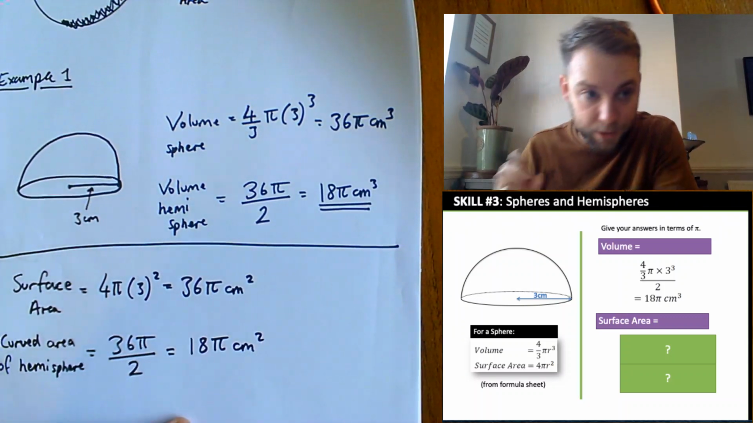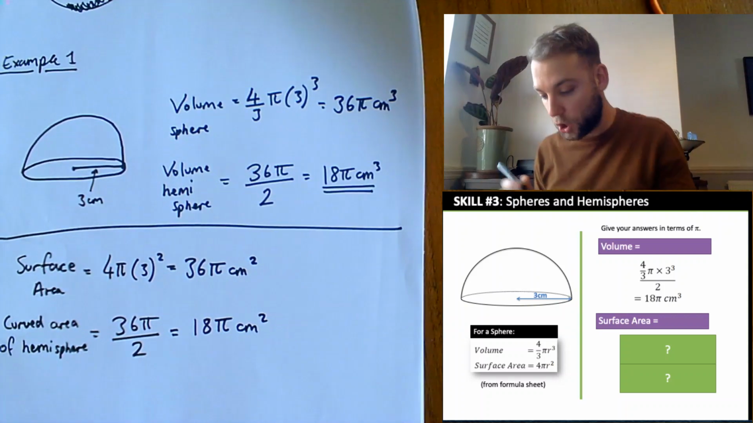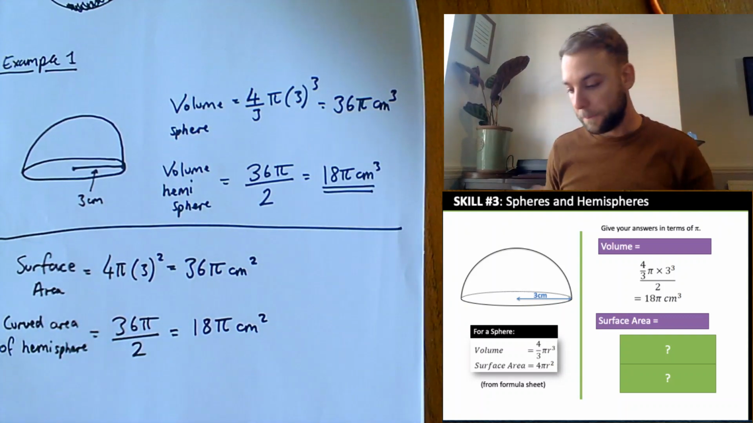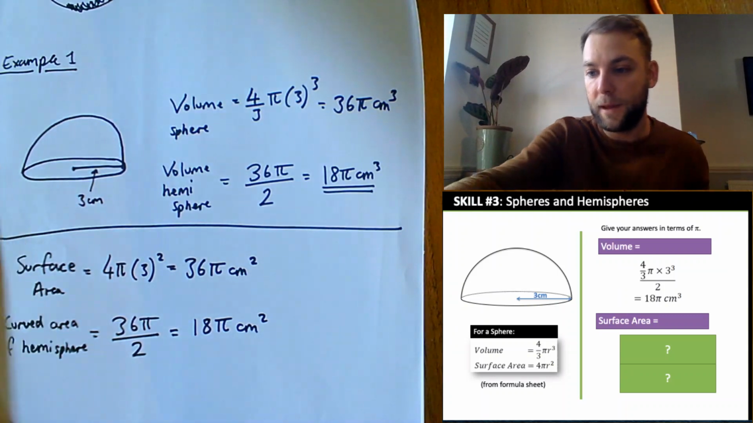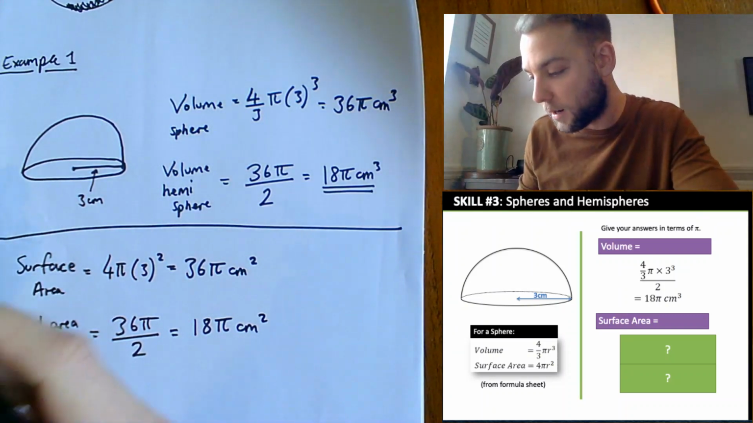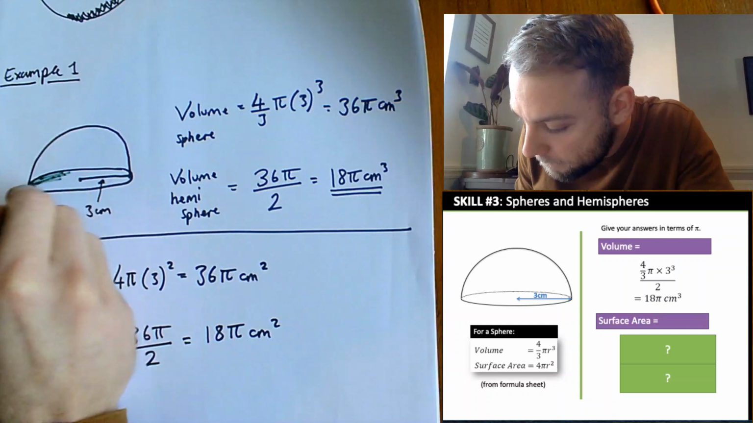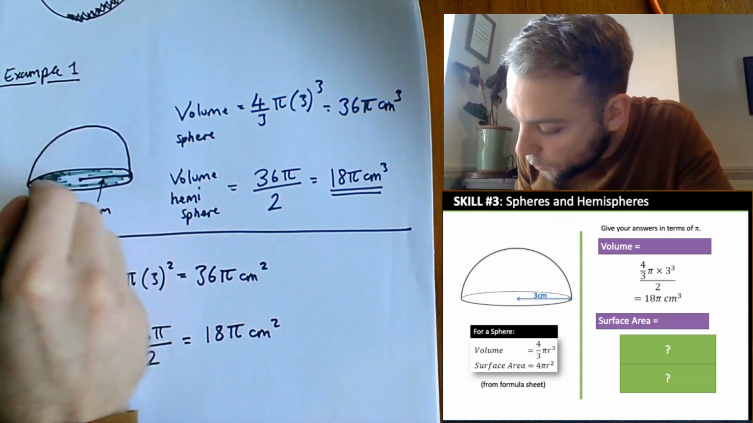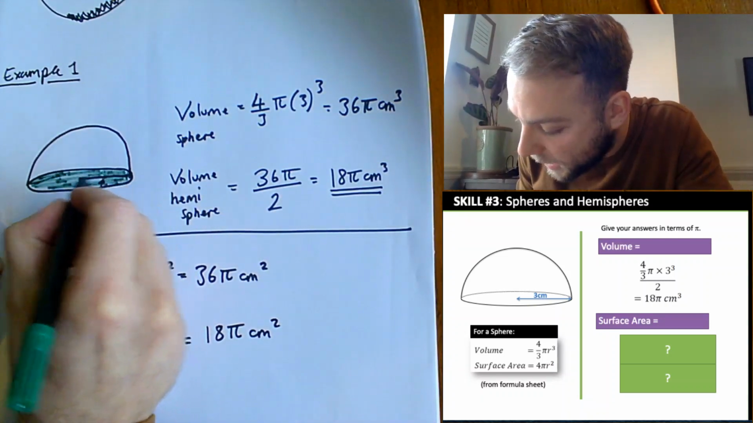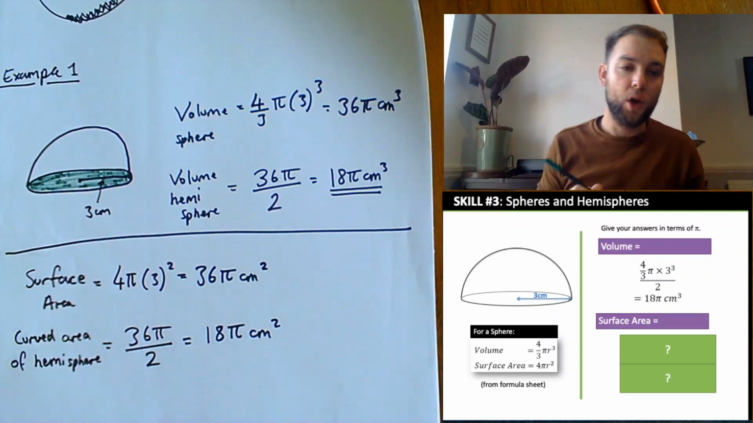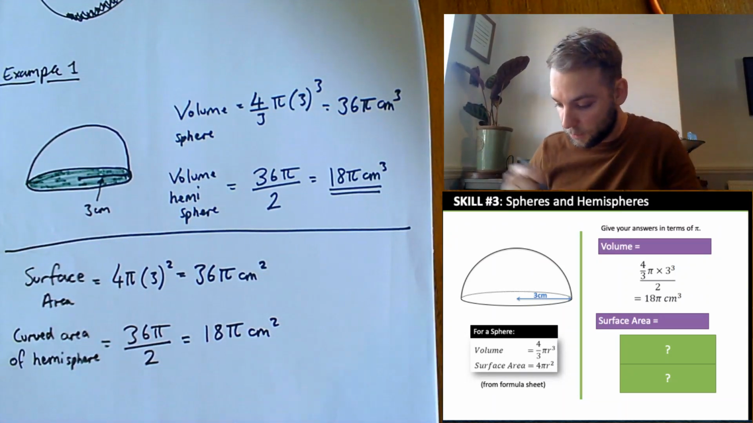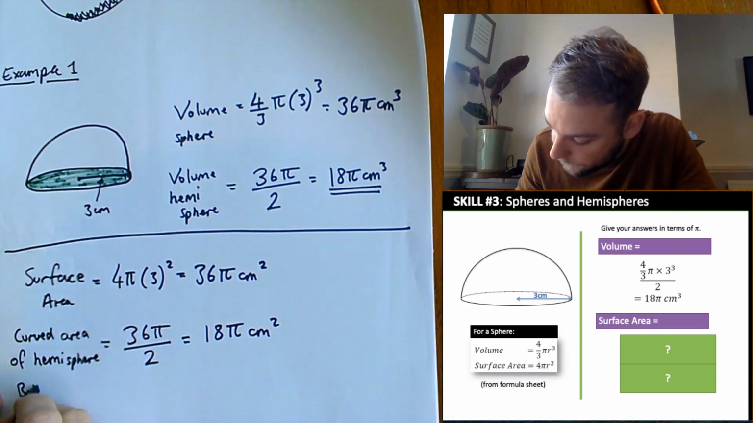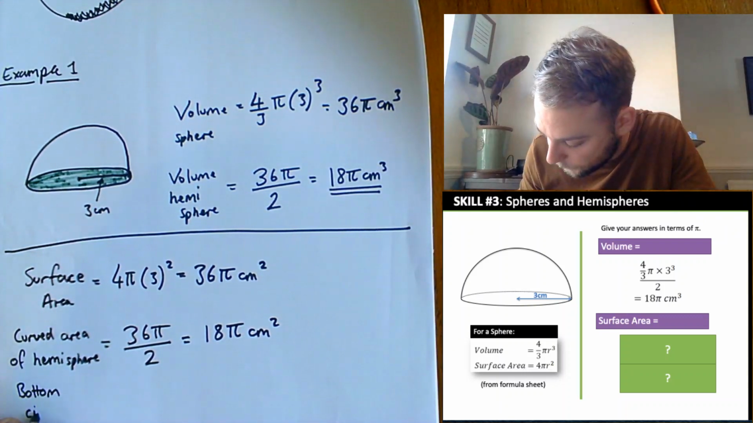Centimetres squared, because it's area, remember. So that's the curved area of the hemisphere. The bit which is missing, and this is the important part here, is this bottom part here. So we've got the curved surface area by working out the top, but we also need this bottom circle here. So I'm going to literally write here: bottom circle.